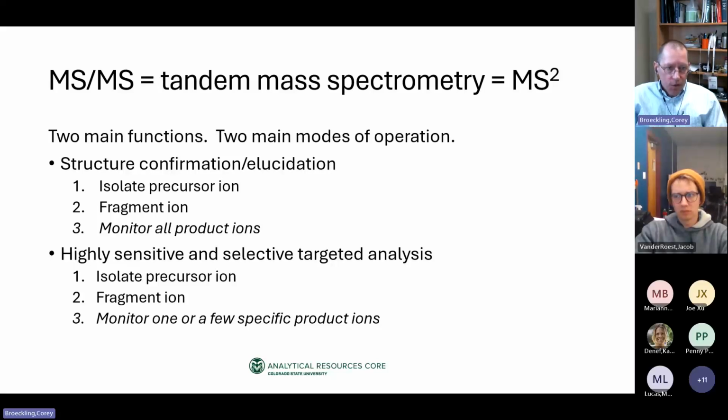So you'll notice that the first two steps in these two main functions are the same. We're isolating a precursor, we're fragmenting it. The only distinction between the two is really whether we monitor one ion or a few ions, or if we measure all of the product ions. And that really determines the utility of the instrument that we're using and the functions that are enabled through this acquisition method. And we're going to talk a little bit more about those here shortly.